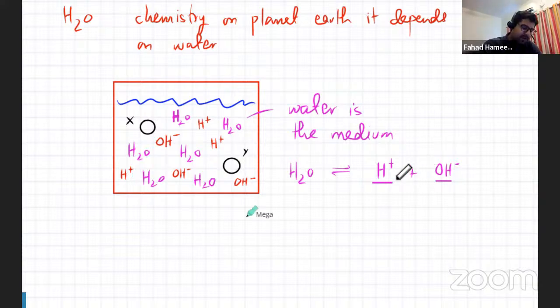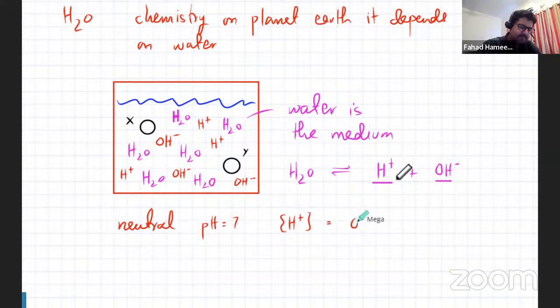Now, this medium could be of three types. There could be a neutral medium. In a neutral medium, the pH, which we call pH 7, the H+1 quantity and the OH- ion concentration are exactly the same. So in pure water, they have equal concentration.